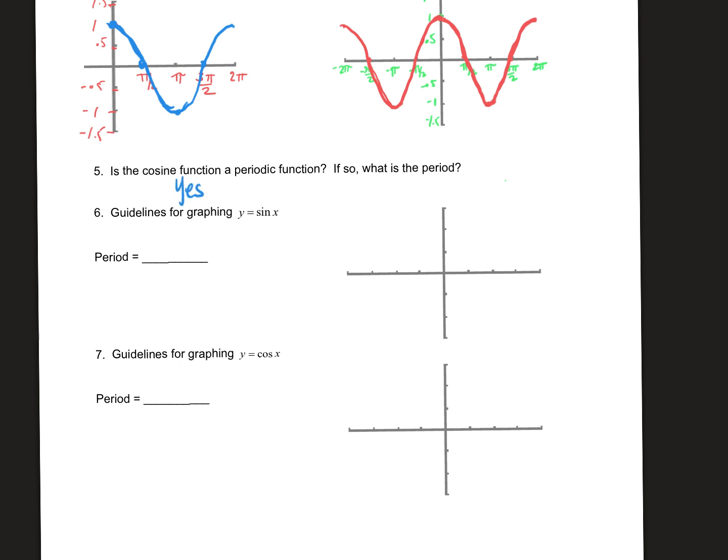So what is a period? If you look at this over here, you saw that it repeated here. If you start here, there's 1, and then I see another one. So when I see the same shape that's repeating, I'm going to look at the values on the x-axis. This goes between 0 and 2 pi. So the period is 2 pi.